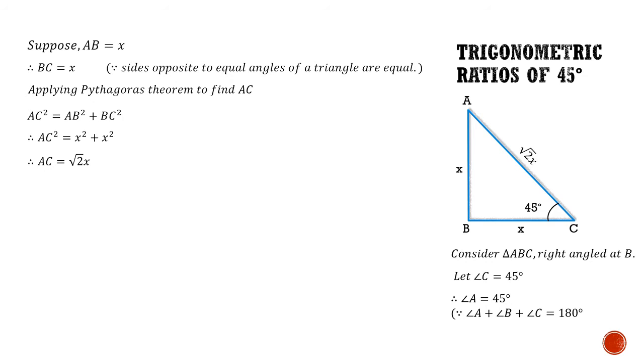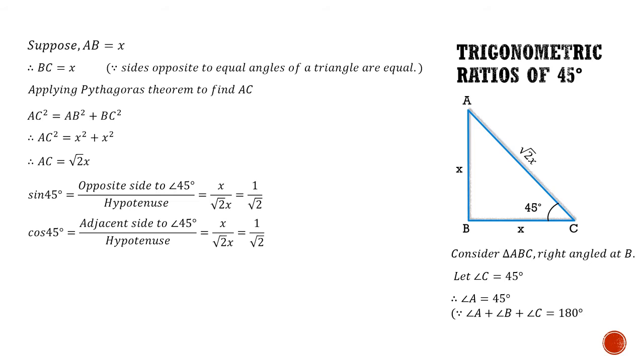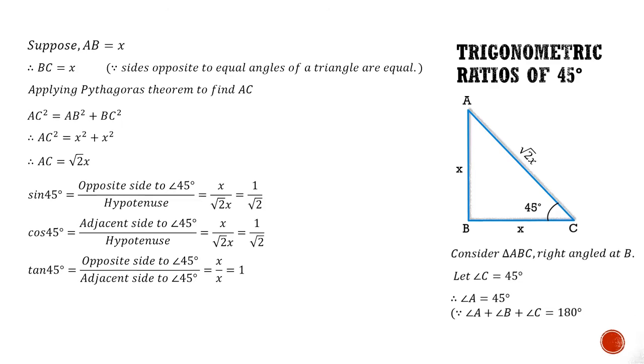So let's begin with the first identity, that is sine 45, which will be equal to 1 by root 2. Of course, now you are well aware of the formula that sine is opposite divided by hypotenuse, so it will give you this value. For cos, it is the adjacent side of the angle divided by hypotenuse, which gives 1 by root 2 again, and tan 45 will be equal to 1. So these are the values you get for the angle 45 degrees.